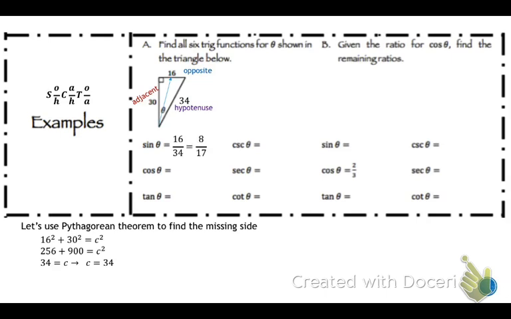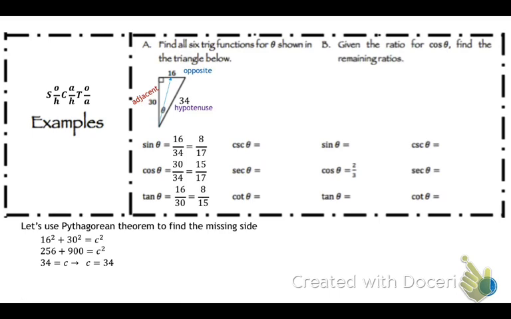Reduce that fraction. 2 goes into 16 8 times. 2 goes into 34 17 times. And then that doesn't reduce anymore. Now let's do cosine. Cosine is adjacent over hypotenuse. Adjacent is 30. Hypotenuse is 34. 2 goes into both of those, so that reduces down to 15 over 17. Okay, now tangent is opposite over adjacent, so that's 16 over 30, which is 8 over 15, because 2 goes into both of those again.